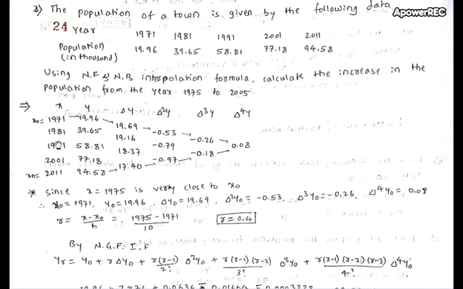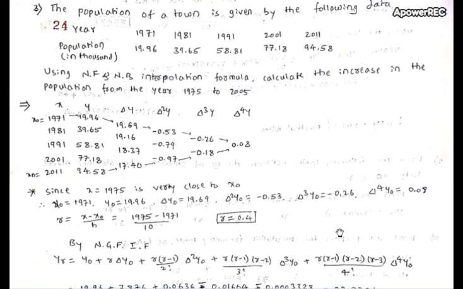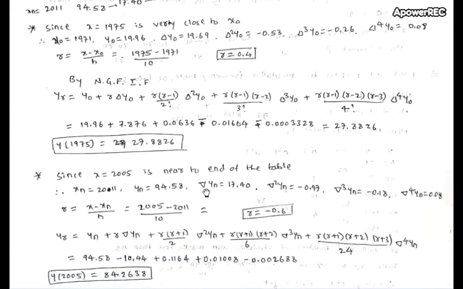So h is the difference: 1981 minus 1971 is 10, and 1991 minus 1981 is 10. So use that h value. Substitute all these values in Newton's forward interpolation formula. So here we substitute all these values, and you'll get the increase of population in the year 1975 as 27.8826.